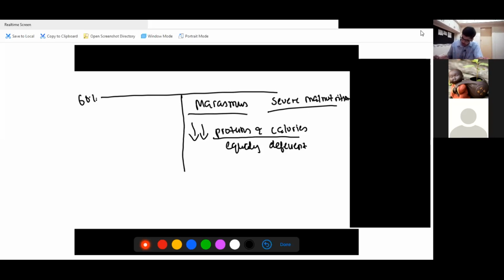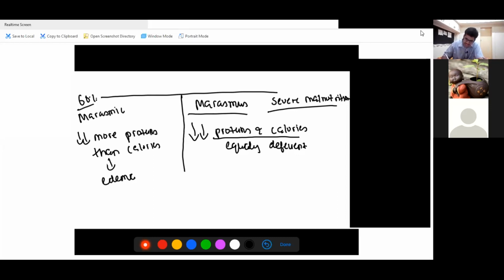Now coming to the left column, there is a deficiency of more proteins than calories, giving rise to edema. That means using your formula, you came to know this child's weight is less than 60% of expected weight. So these children are diagnosed as marasmic kwashiorkor, because less than 60% of expected weight with edema is called marasmic kwashiorkor.